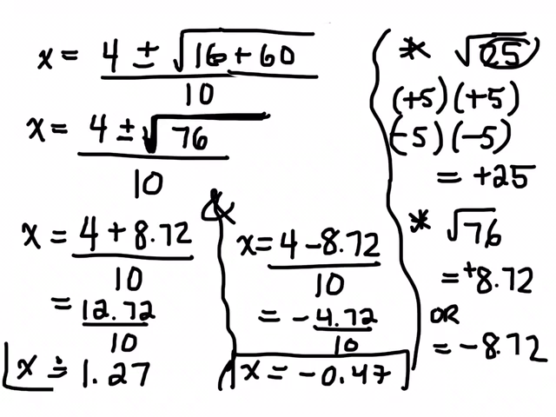So I have two values of x, and those are the x-intercepts, because remember I told you at the beginning, you use the quadratic formula to find the x-intercepts.